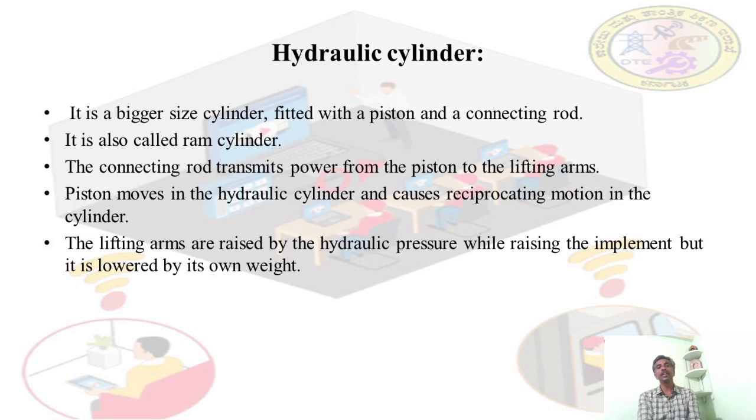The next one is the hydraulic cylinder. This is the second important component in the hydraulic system. It is bigger in size, fitted with the piston and connecting rod arrangement. It is also called the ram cylinder. The piston and cylinder piston rod arrangement is called the ram cylinder. The connecting rod or the piston rod transmits the power from the piston to the lifting arms. The piston moves in the hydraulic cylinder and causes reciprocating motion in the cylinder.